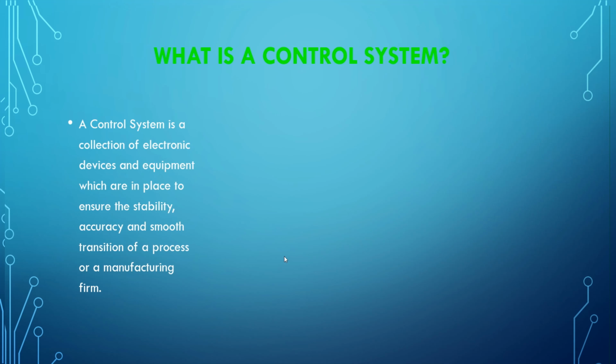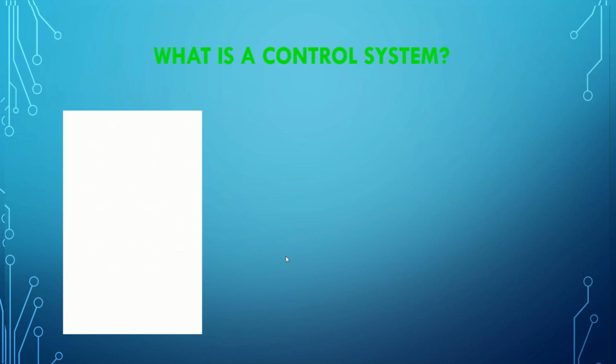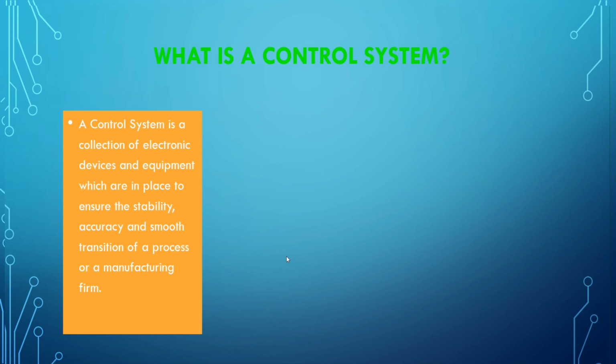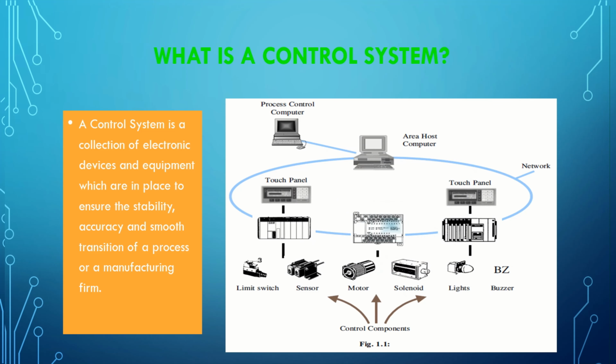So interconnection and monitoring of PLCs for different systems in a processing plant is feasible and accessible, which will form into a control system. A control system is a collection of electronic devices and equipment which are in place to ensure the stability, accuracy, and smooth transition of a process or of a manufacturing firm.